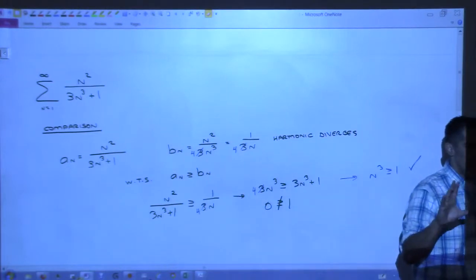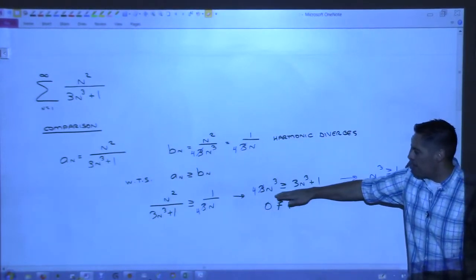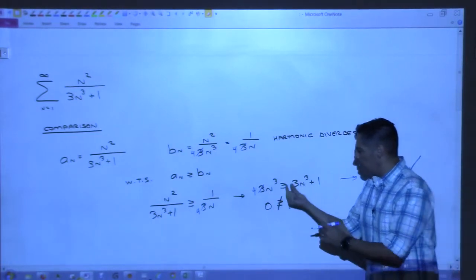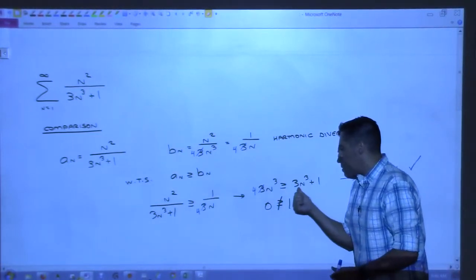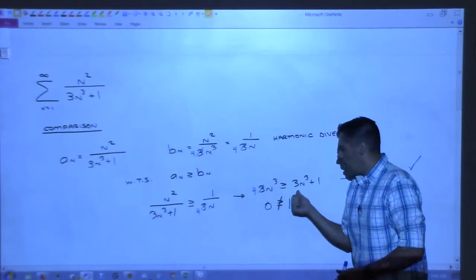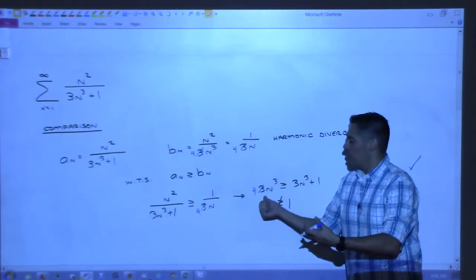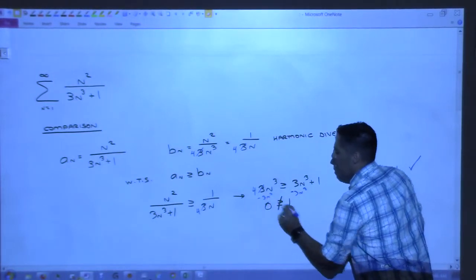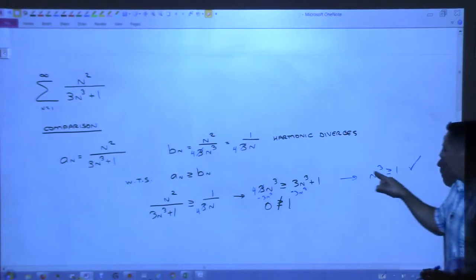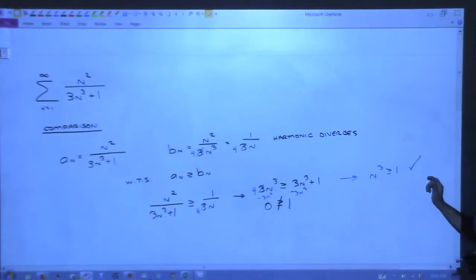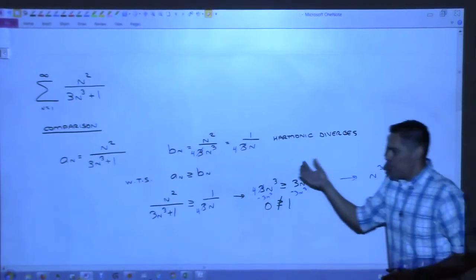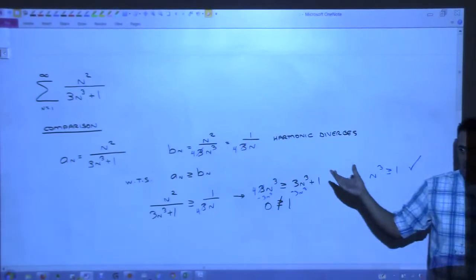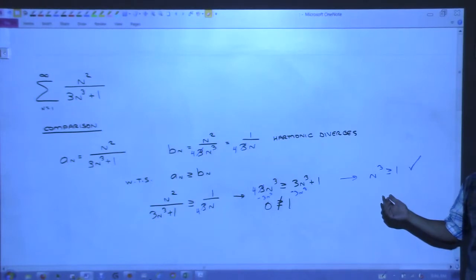So how did I know to do that? I looked at this right here and I realized that the reason I was not able to hold this inequality true was because these were the same. Had this one been slightly bigger, then when I subtracted 3n cubed here and minus 3n cubed here, if that had been 4n cubed, then I would have been left with 1n cubed. And then it would have held. So I reverse engineered my comparison sequence from that. Does that make sense?